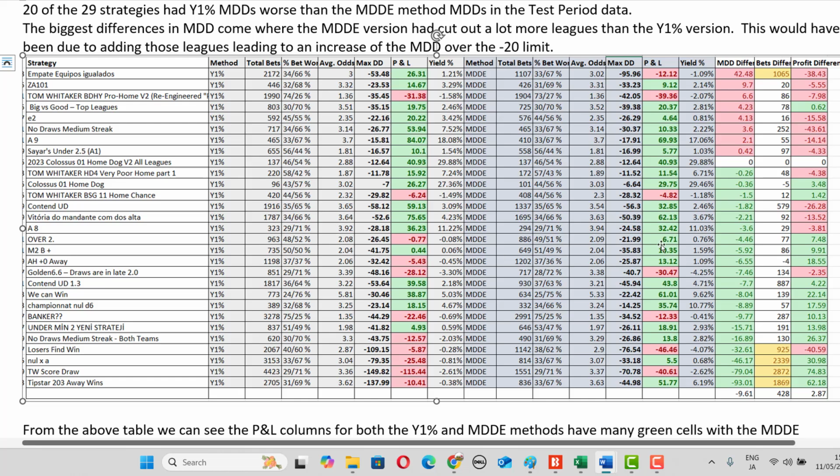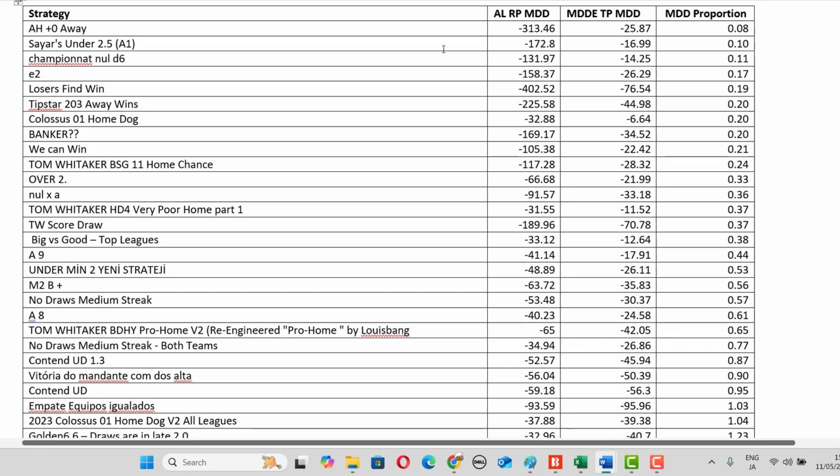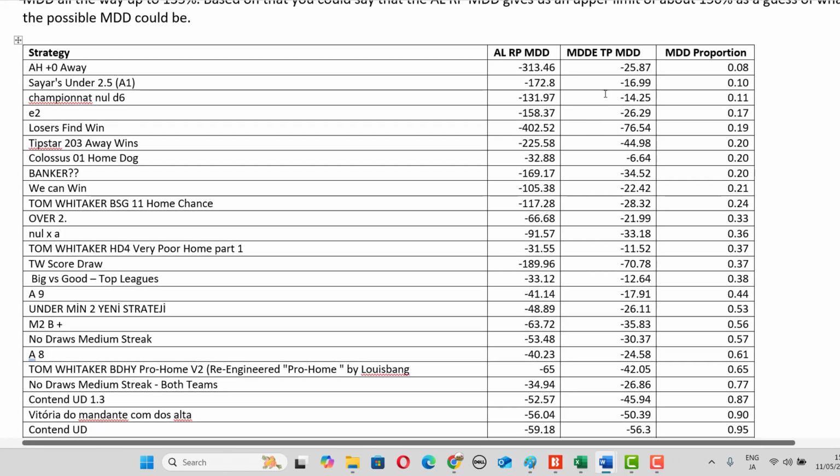So how can we predict that drawdown, of what size it's going to be? What I did next is I thought, is there something in the All Leagues research period data? Is there any correlation there? So I took the data of the maximum drawdowns from the research period when using All Leagues, and I compared that to the test period maximum drawdown of the MDDE method that I want to use.